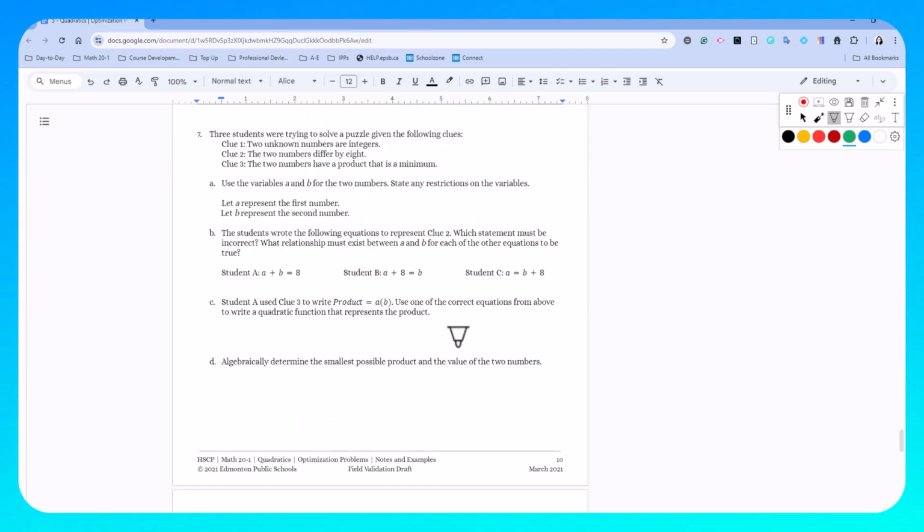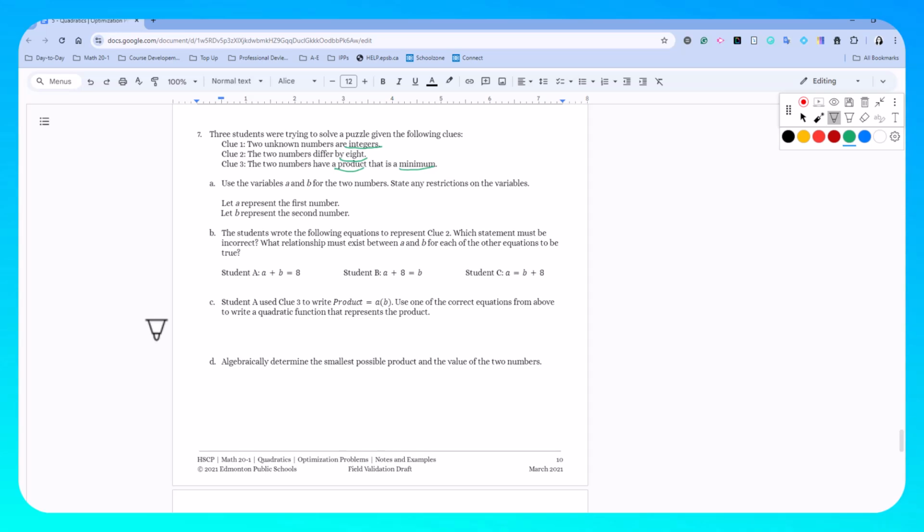Let's keep going. Now, the last question here says 3 students were trying to solve a puzzle given the following clues. Clue 1. The unknown numbers are integers. The 2 numbers differ by 8, and the 2 numbers have a product that is a minimum, so a minimization problem. Use the variables A and B for the 2 numbers.